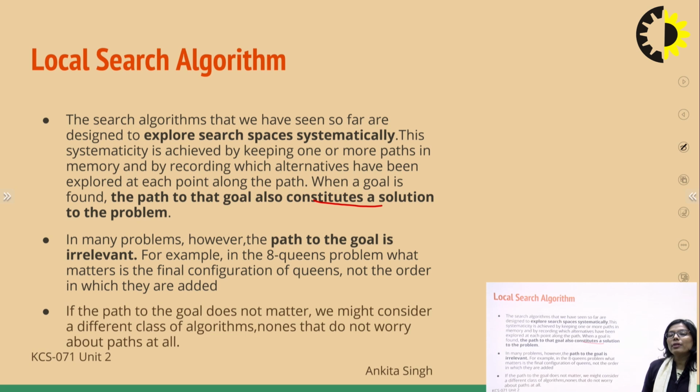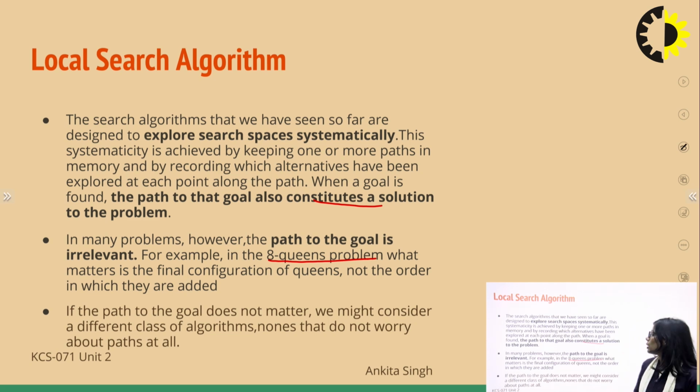However, there are some problems in which the path to the goal node is not relevant. We just need the goal node. We have to reach the goal node. For example, the 8 queen problem. In the 8 queen problem, we have a board of 8 by 8 squares and we have to arrange the queens on that board in such a manner that no queens attack each other.